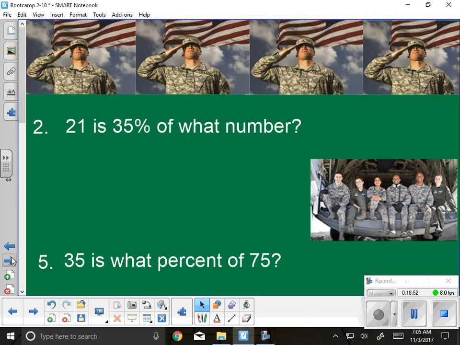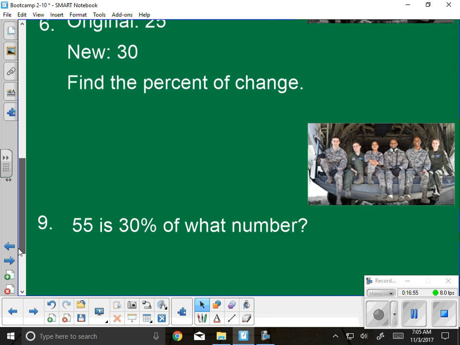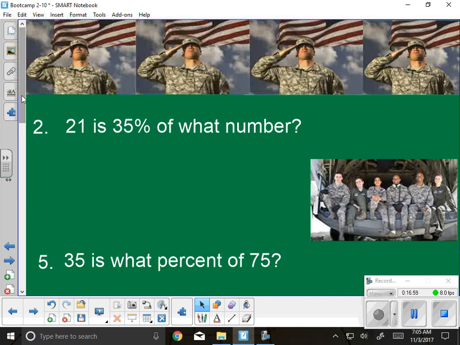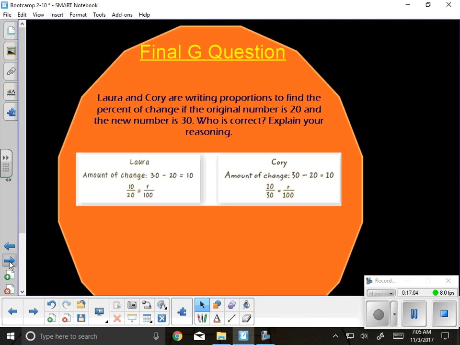If you continue on, you'll see the worksheet problems. I would say give these a go and see how you do, just before you start working on any of the other activities, to make sure that you have a good base. Here is the final G question.